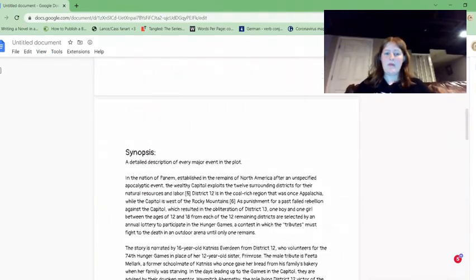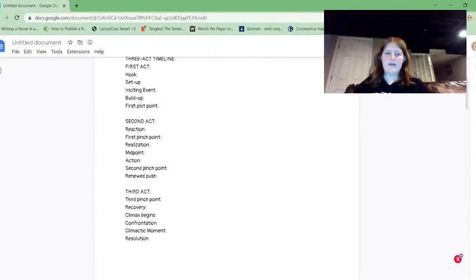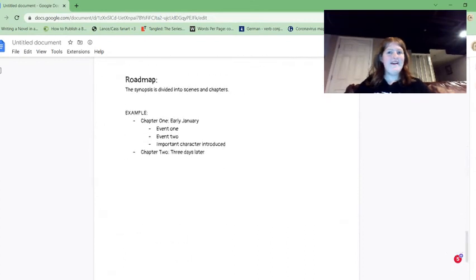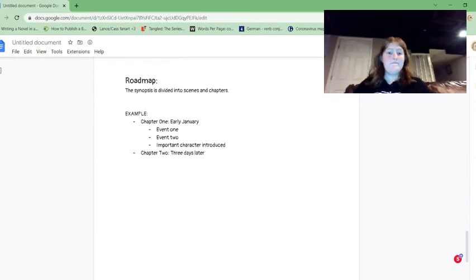And I think the synopsis is probably the most difficult part, but if you've done your work with the 3-act timeline and the summary, then that'll be actually a lot easier. And so yeah, these are the 4 things that I use to plot out my story, and you might have other things that work for you, and if you do, I would love to know what they are.